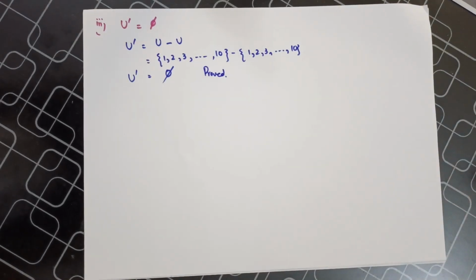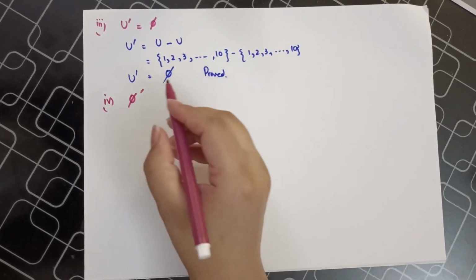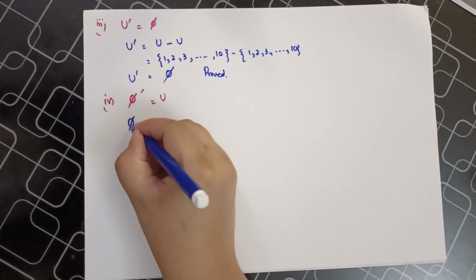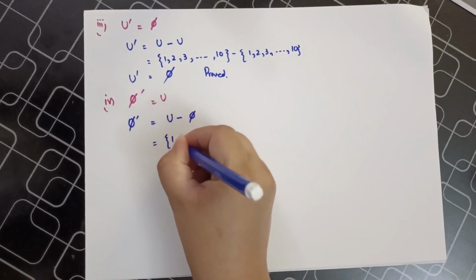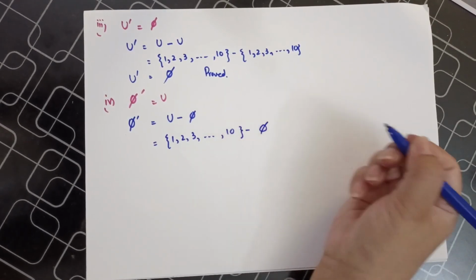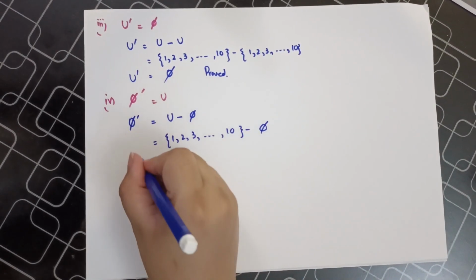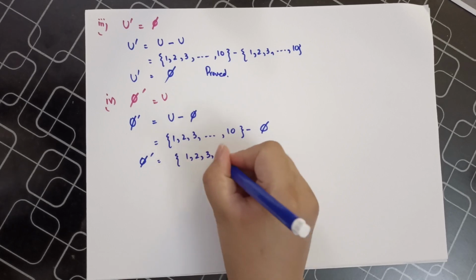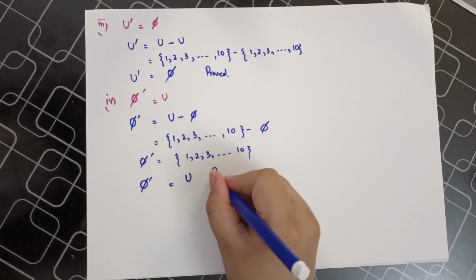Now, the fourth one is really easy. We take phi complement is equal to U. What is phi complement? Phi complement is equal to U minus phi. Like U, which is 1, 2, 3, 4 till 10, minus an empty set. When you subtract literally nothing from the original set, the answer will be 1, 2, 3 till 10, which is the universal set itself.